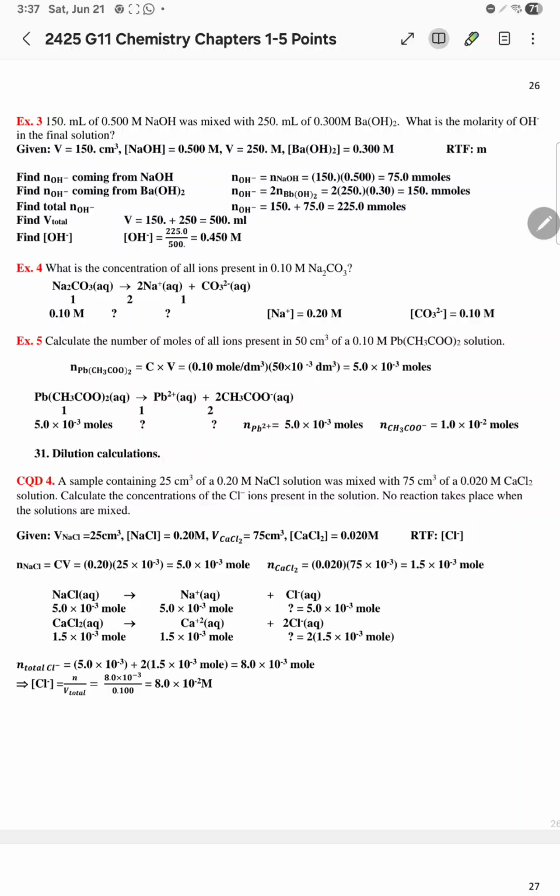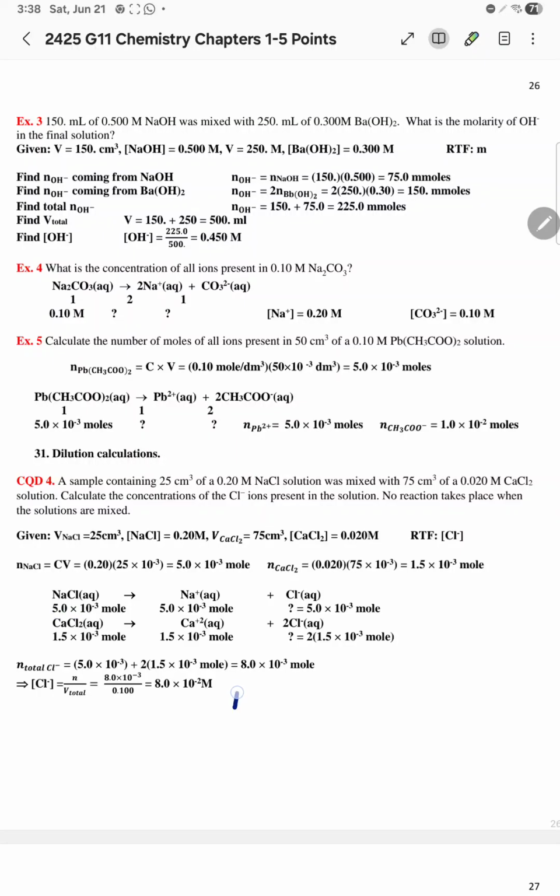Anyways, CQD4. A sample containing 25 centimeter cubed of 0.2 molar NaCl solution was mixed with 75 centimeter cubed of 0.02 molar CaCl2 solution. Calculate the concentration of the Cl ions present in the solution, and you need to know that no reactions take place when these two are mixed. So, what do we know? We know that we have two different solutions, both containing Cl. We need to find the concentration of Cl in both of these solutions so we can solve.